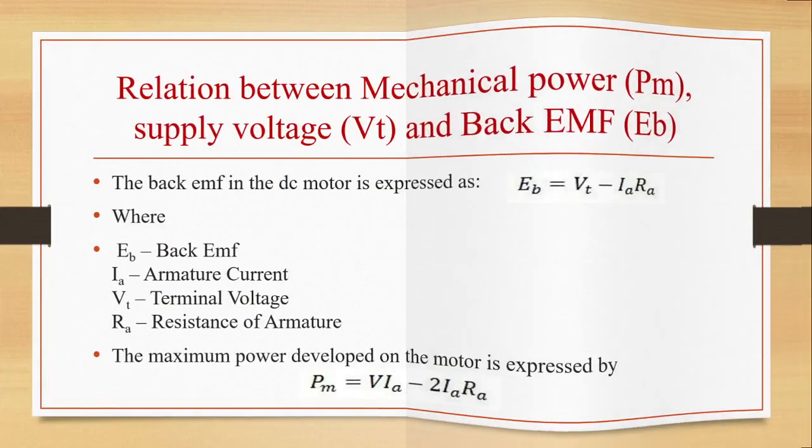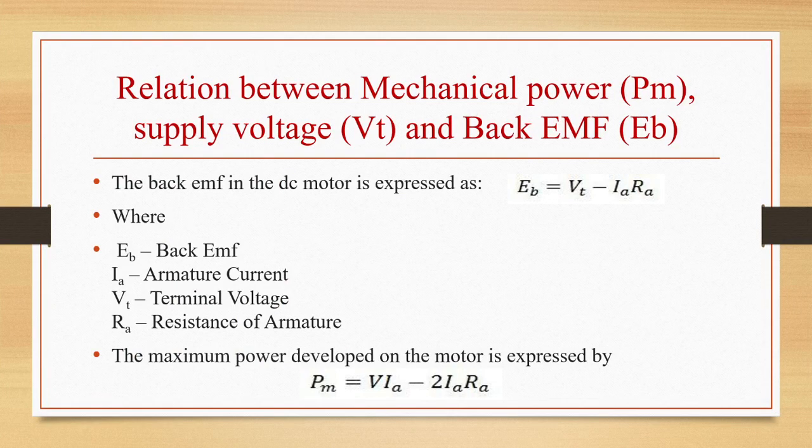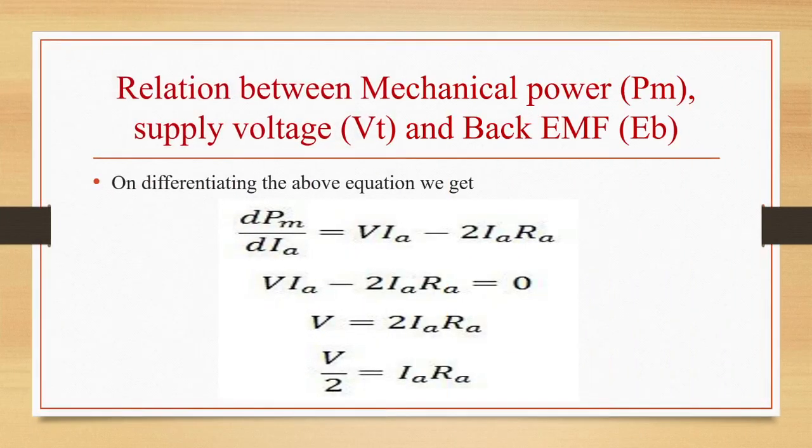So we are getting an equation Pm is equal to VIa minus Ia square Ra. So differentiating the above equation with respect to Ia and equating it to 0, we will get the condition for maximum power. So mechanical power developed by the motor is Pm is EbIa. Now Pm is equal to VIa minus Ia square Ra. So differentiate Pm with respect to Ia and equate it to 0. So dPm by dIa is equal to V minus 2IaRa, and that is equal to 0.